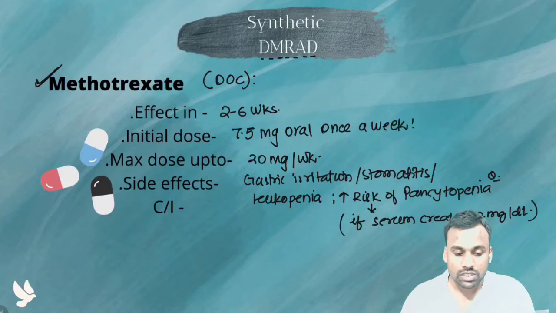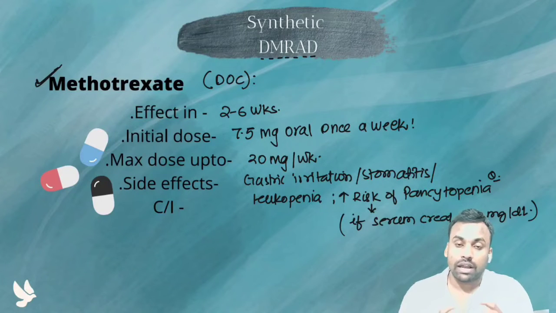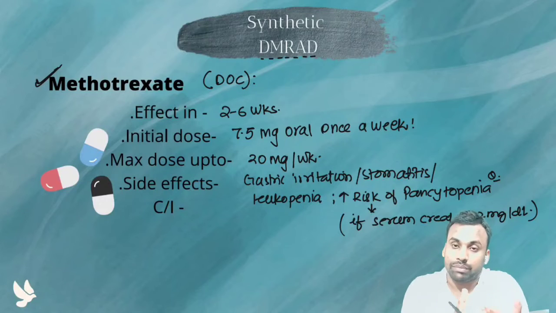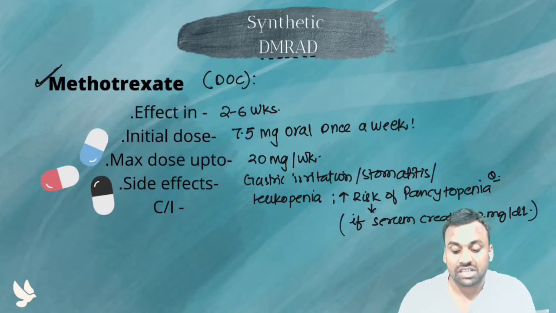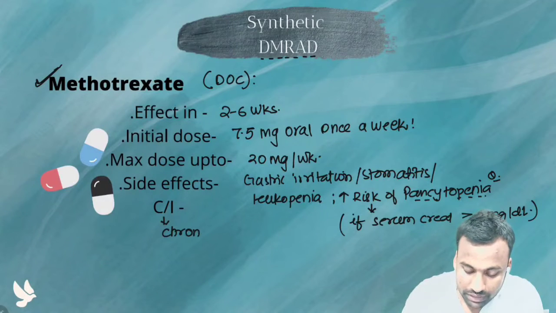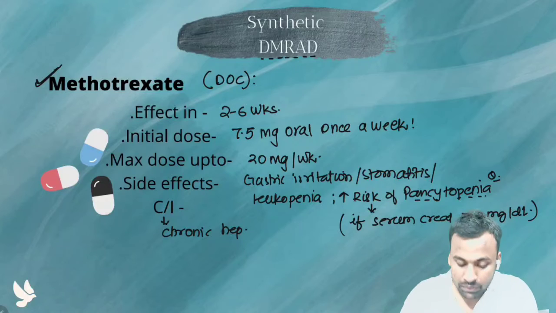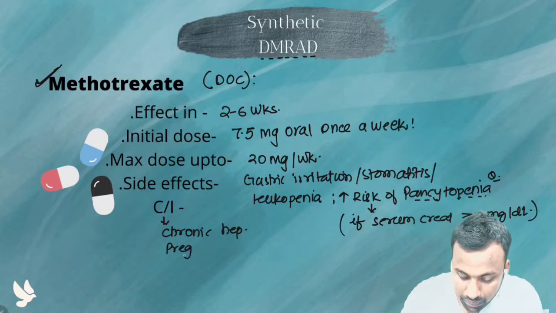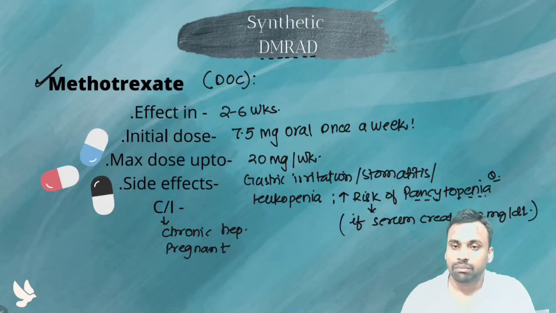This means if the kidney has some problem, it is not able to excrete the creatinine. If the creatinine increases in our body and at that time you give the patient a drug like methotrexate, it may precipitate features like pancytopenia. Sometimes it is contraindicated in chronic hepatitis patients, and mainly it is contraindicated in pregnancy.